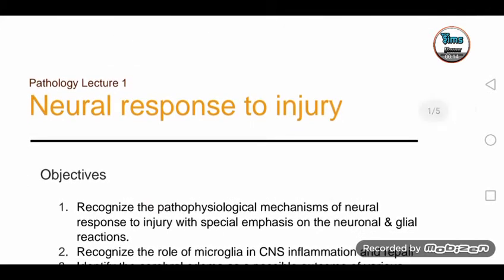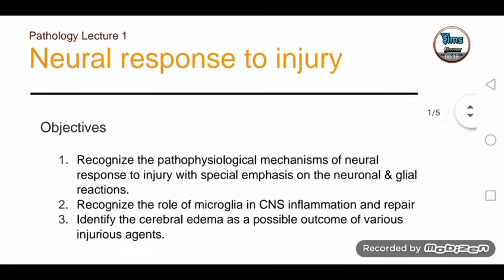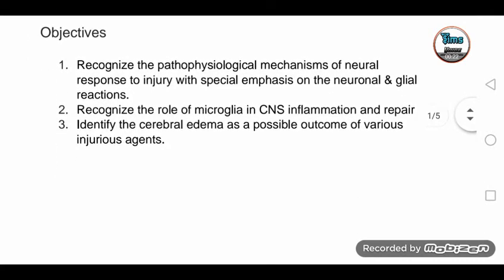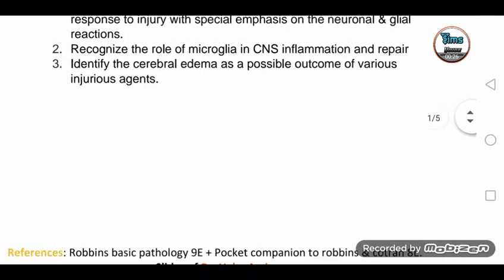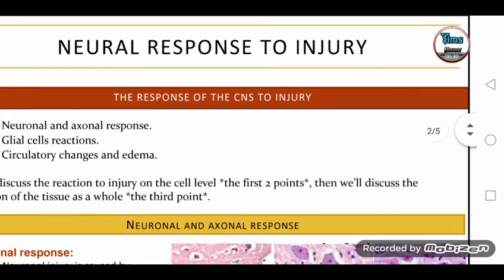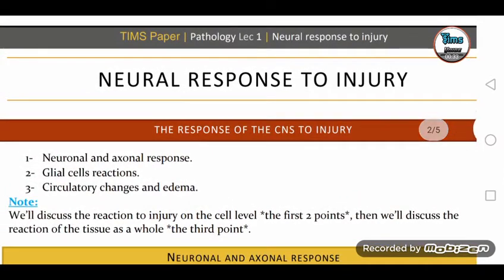The first pathology lecture is titled The Neural Response to Injury. We're going to talk about the reaction of the cells in the CNS after any injury. As we all know, the CNS does not only contain neurons, it contains different types of cells, like the glial cells. So we're going to divide our lecture today into three divisions.